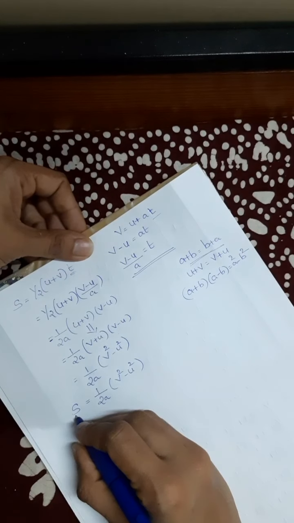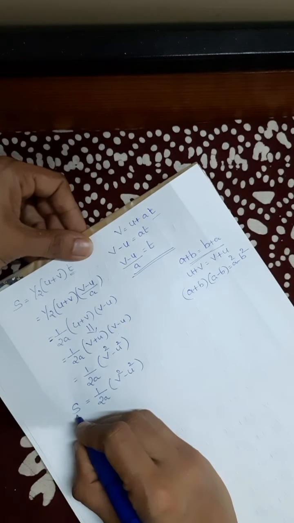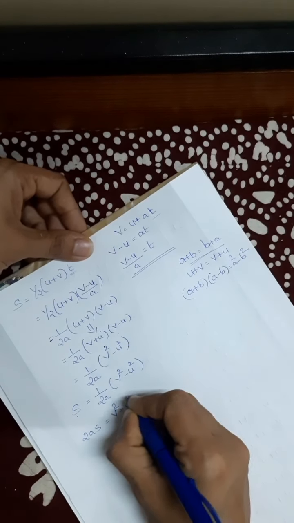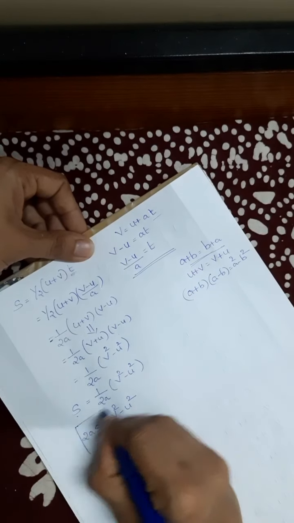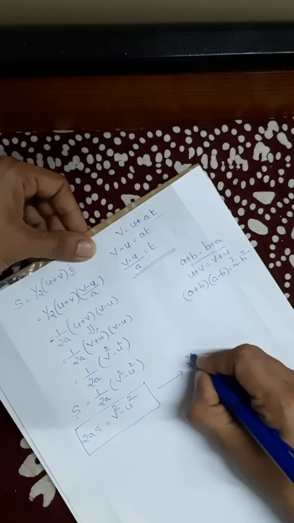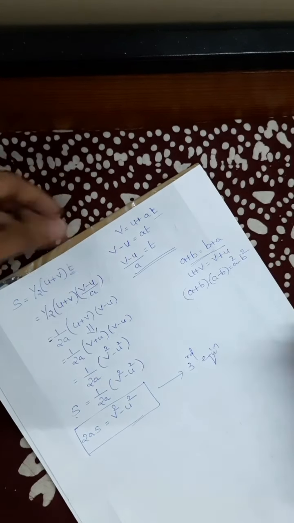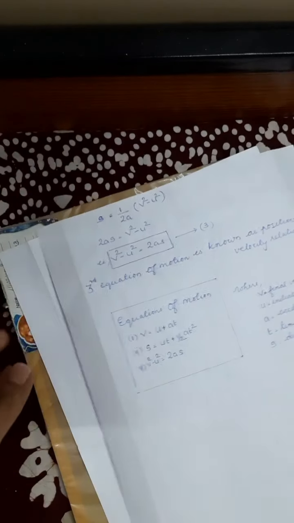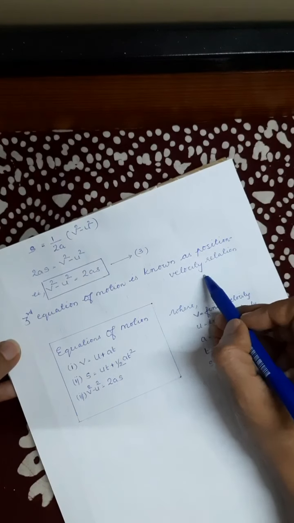So while taking this 2a to the left hand side, what will come? 2as equals v square minus u square. This is what is called our third equation of motion. Third equation of motion. Is it clear, students? The third equation of motion is also known as the position-velocity relation.